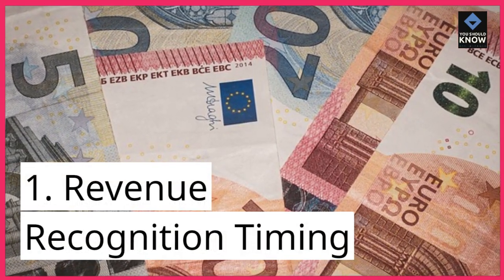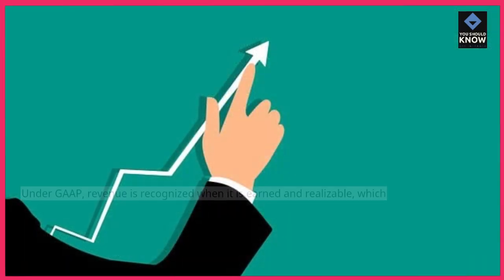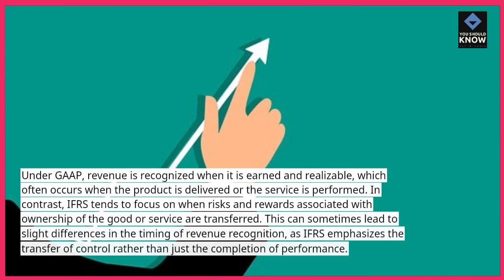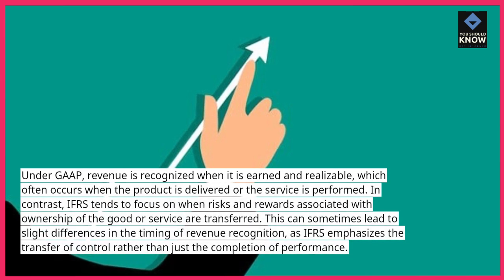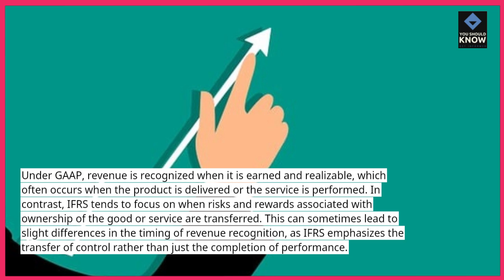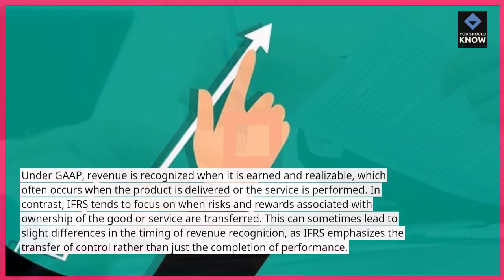1. Revenue recognition timing. Under GAAP, revenue is recognized when it is earned and realizable, which often occurs when the product is delivered or the service is performed. In contrast, IFRS tends to focus on when risks and rewards associated with ownership of the good or service are transferred. This can sometimes lead to slight differences in the timing of revenue recognition, as IFRS emphasizes the transfer of control rather than just the completion of performance.